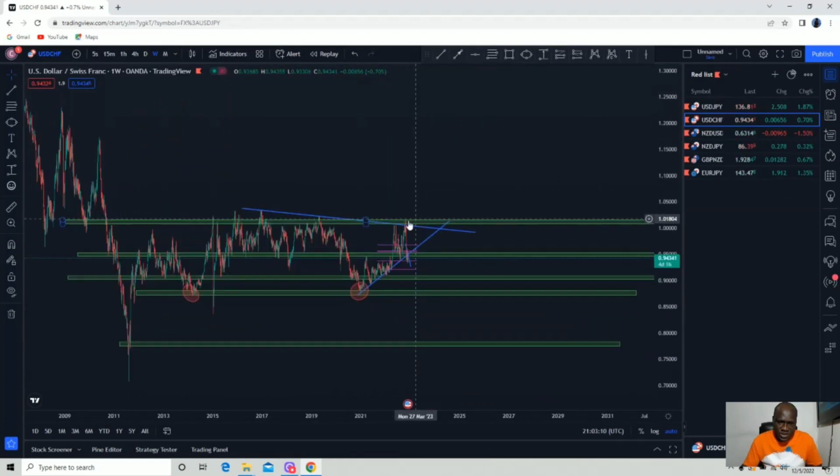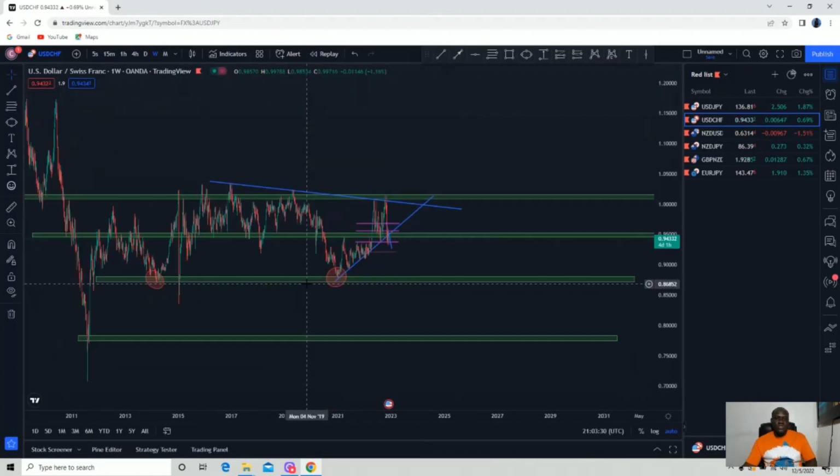Then I went to the weekly time frame and I picked some support and resistance. Again, multiple support and resistance. Look at this, this is the resistance. This is the resistance. This is the support, resistance. That's why I drew this structure here. This is a support, support. I did this. So that's how I drew my structures on the weekly and the monthly time frame.